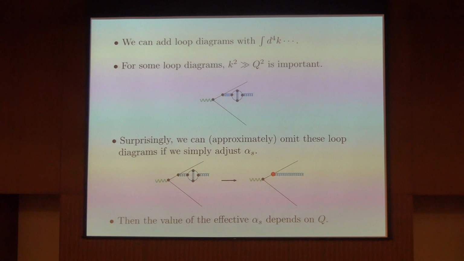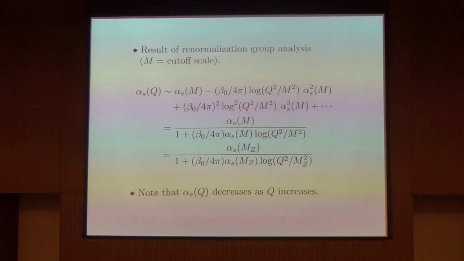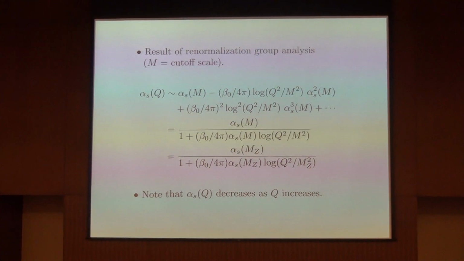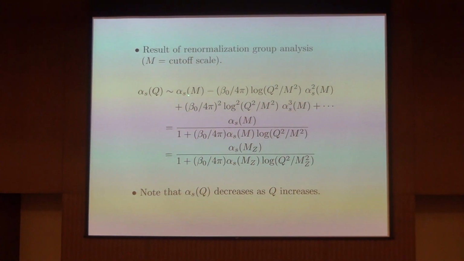So the value of alpha strong depends on what the scale Q is. And when you add up a bunch of graphs, so here I add up one loop graph and then another 2 one-loop graphs in a row and so forth, what I find is that alpha strong of Q, the one that you have to adjust to fix up the graph so you can ignore all the complications, is alpha strong of M.